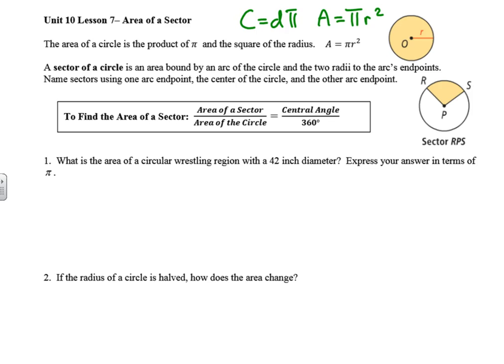When we talk about a sector, we're essentially talking about a slice of the pie. We name the sectors using the arc endpoints and the center. So sector RPS is this chunk of the pie and it goes to the middle. It's very similar to how we found the length of an arc. We're going to set up a proportion because it's a fraction of the total area. So the area of a sector divided by the area of the circle equals the central angle divided by 360.